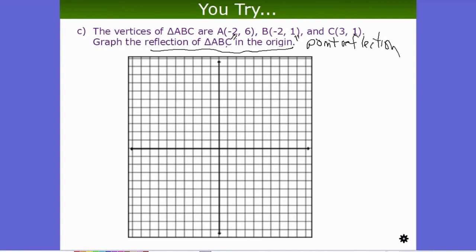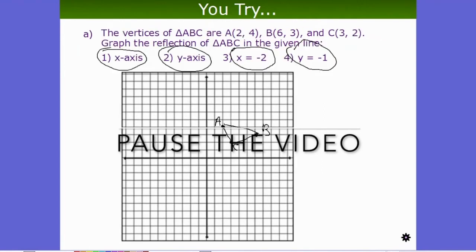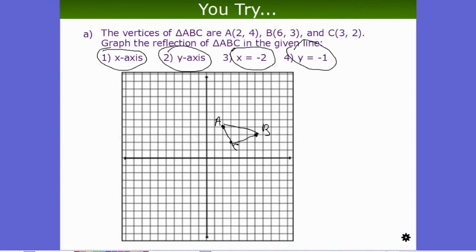About the origin. Go ahead and you can pause the video and work on these 3 things. Be sure that you are graphing the pre-images in each case, and then be very clear about how these points transform. So we are back, and let's see, x-axis.